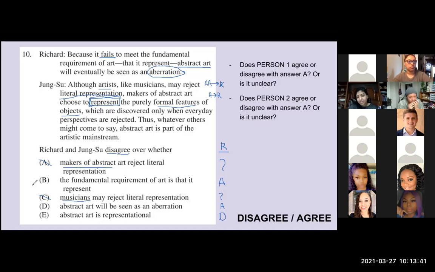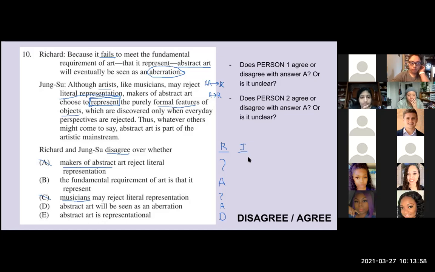B, the fundamental requirement of art is that it represent. What would Jung-soo say about that? I think I probably agree with it. Do we know what Jung-soo thinks is a fundamental requirement of art? Or does anyone know what fundamental requirement means? Something that's needed or something that is important. Yeah, exactly. It's something that's needed or important. So when it shows up on the LSAT, it means it's a necessary condition, right? Fundamental means you need it.